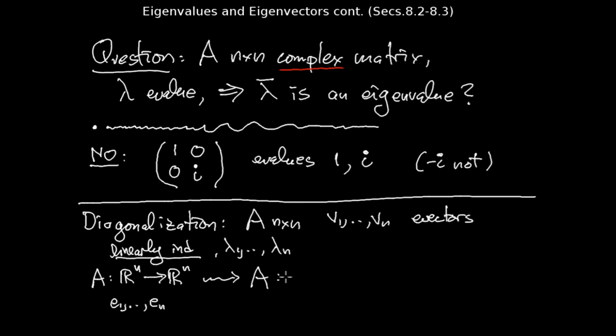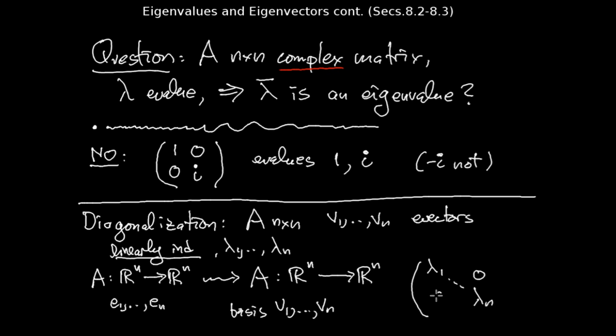But if you think of A as being a map from Rn to Rn, where you write it down with respect to this new basis, v1 through vn, then in this new basis, the matrix is simply lambda 1 down to lambda n on the diagonal. That's what it means for a matrix to be diagonalizable. You can choose an appropriate basis, which makes it diagonal. So I did that last time. I just want to say a few more words about it.